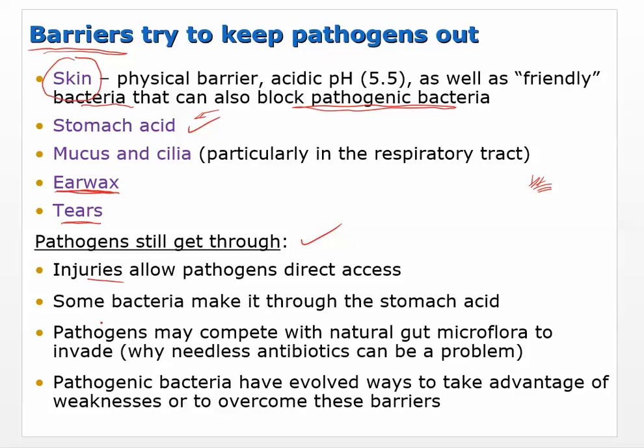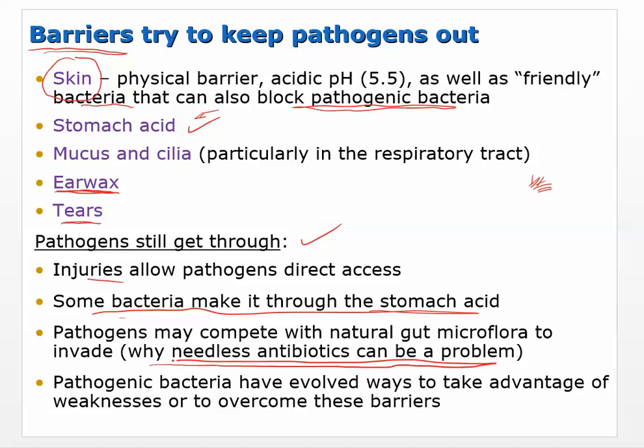Some bacteria can make it through the stomach acid. So we do have probiotics and things like that. If you have enough of them, most of them may be killed, but some of them may make it through, and those will then take up residence in mostly the large intestine, but all the way through the GI system. And we mentioned this earlier, pathogens may compete with natural gut microflora to invade, and I mentioned this is why needless antibiotics can be a problem.